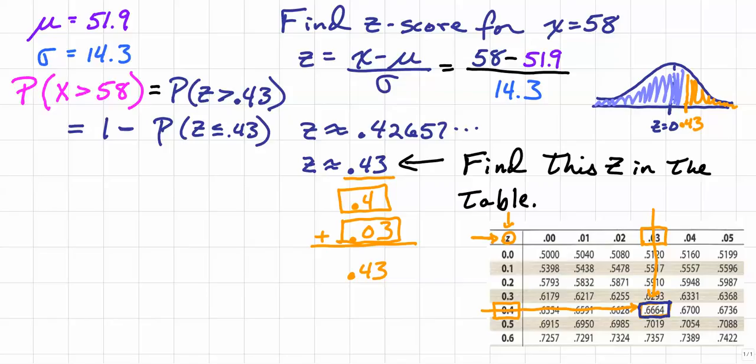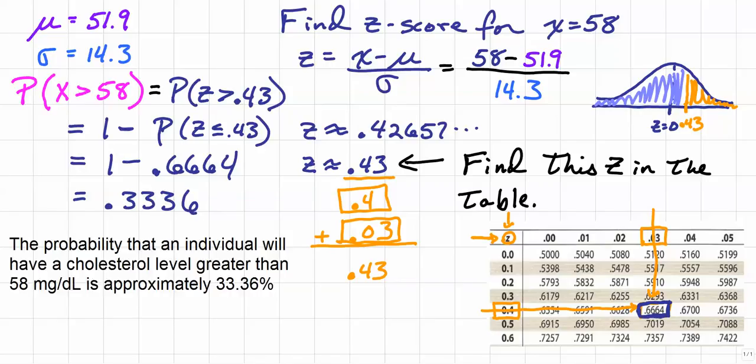So now let's continue this. This is going to be equal to 1 minus, remember the area is 0.6664. Once we subtract that, we get 0.3336. Therefore, the probability that an individual will have a cholesterol level greater than 58 milligrams per deciliter is approximately 33.36%.